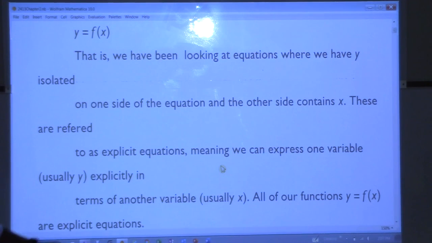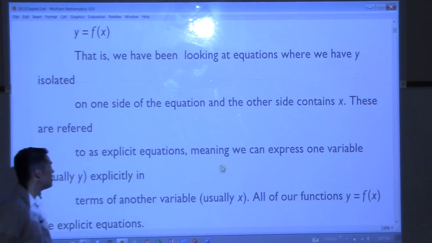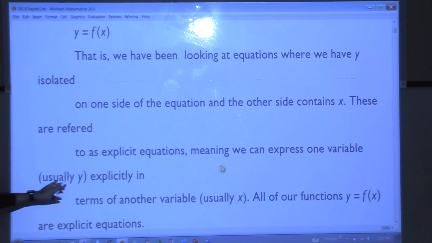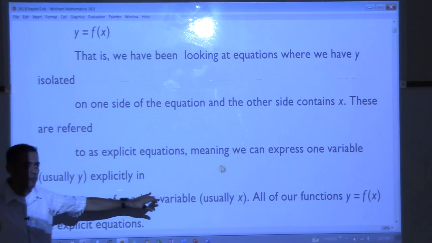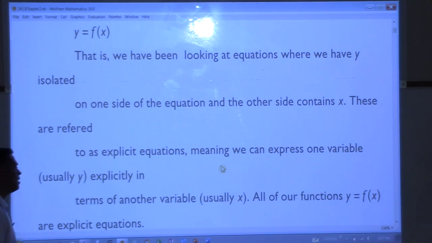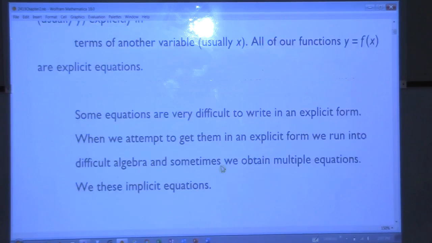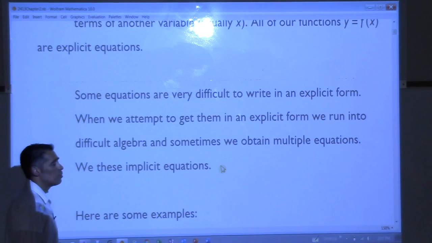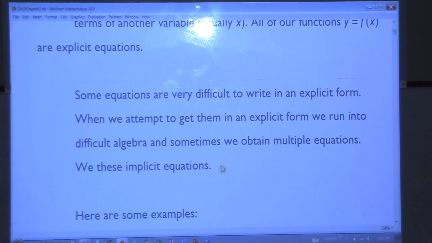To be an explicit equation means that you can express one variable, usually y, explicitly in terms of the other variable, which is usually x. So you can solve for y. Some equations are very difficult to write in an explicit form. When we attempt to get them in an explicit form, we run into difficult algebra, and sometimes we obtain multiple equations. We call these implicit equations.